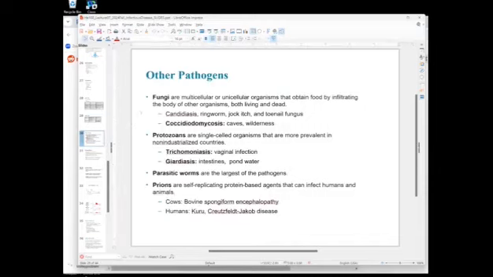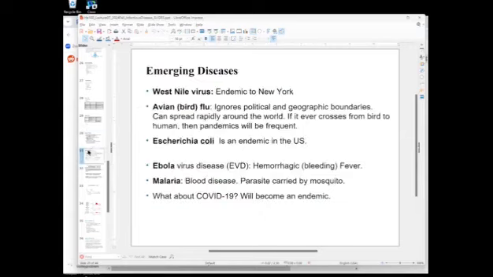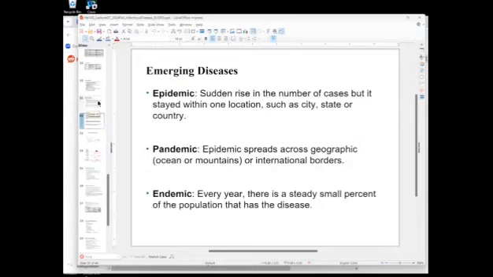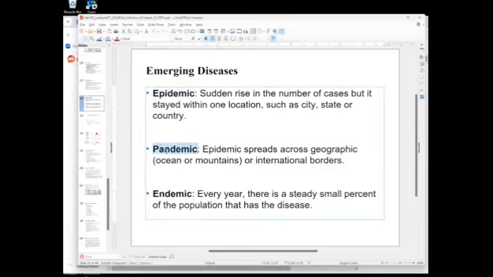So I said that there are other kinds of pathogens other than bacteria and viruses, and here's a list of them. Here are some infections that have been in the news lately. And you've seen the word epidemic. You've seen the word pandemic by now. Before COVID, nobody outside of healthcare knew what a pandemic was. In fact, many people in healthcare didn't know what a pandemic was, but now everybody knows. A pandemic is an epidemic that spreads across international borders.